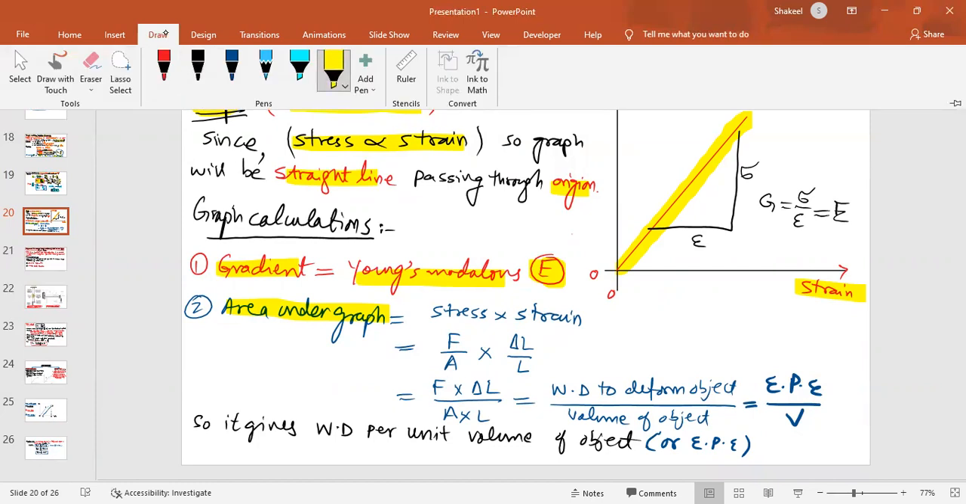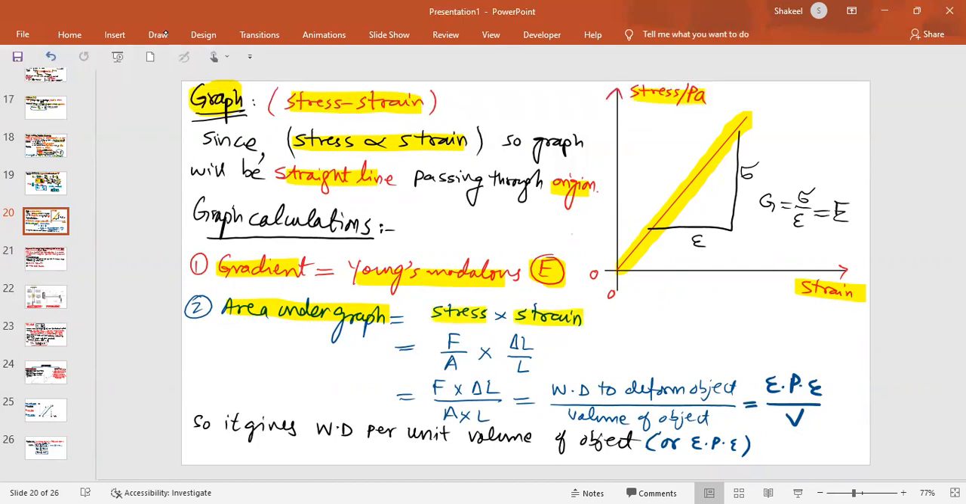Okay, the area under the graph is the y-axis into the x-axis. The y-axis is stress, the x-axis is strain. So stress is F over A, strain is delta L over L. So force into delta L is actually the work done to deform the object, or elastic potential energy stored in the object. And area into length is actually the volume of the object. So we can say that the area under the stress-strain graph gives you work done per unit volume of the object, or elastic potential energy per unit volume of the object.